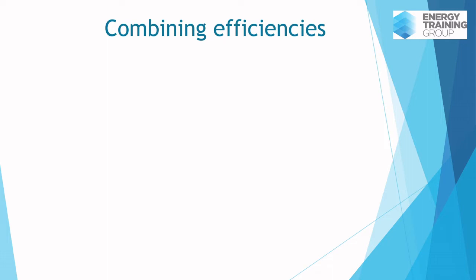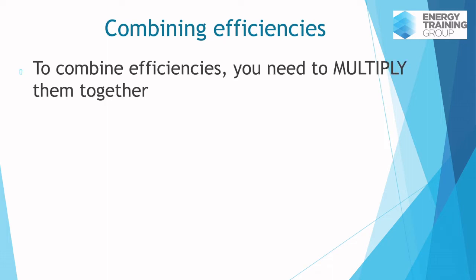When you are combining efficiencies, you must multiply them together. You don't add efficiencies together, because if you had two devices that were 80 and 70% efficient, and you added them together, you would get 150% efficient, right? That's obviously the incorrect figure. So when you're combining efficiencies, you must multiply them together as a decimal.